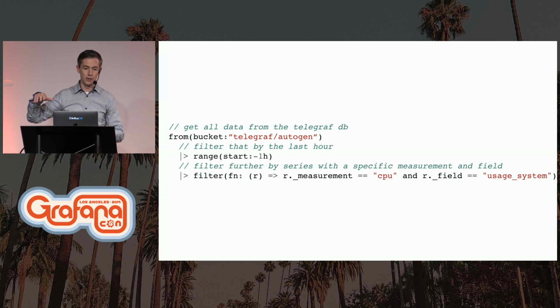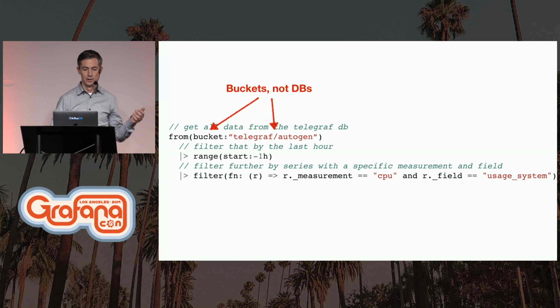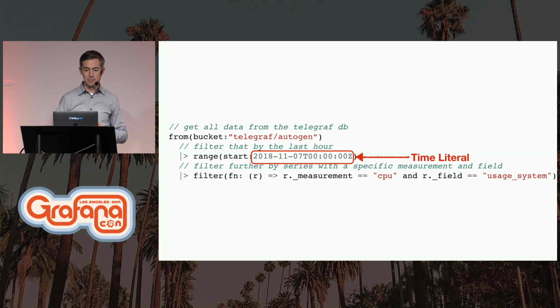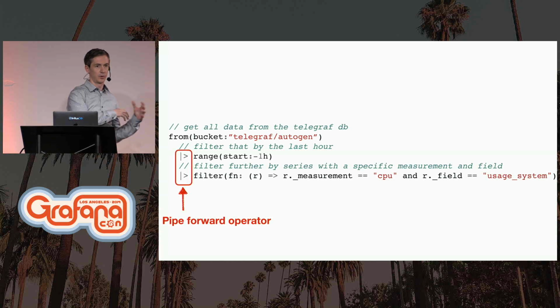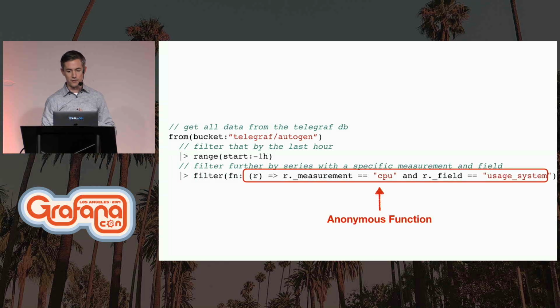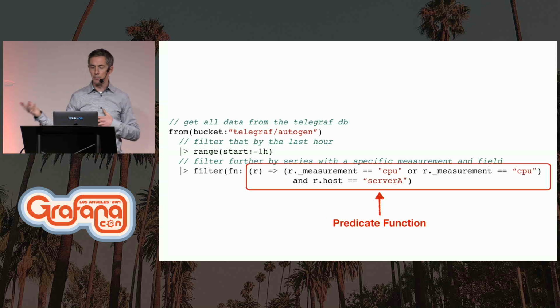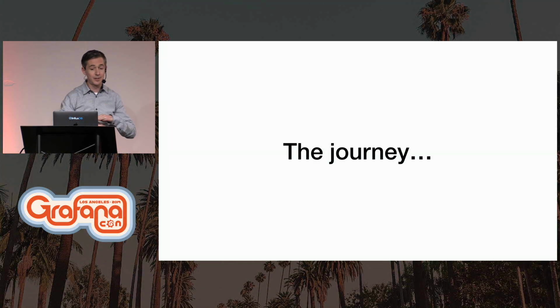We're getting the data from the telegraph bucket for the last hour, for the CPU measurement, and the usage system field. You can see we have comments, we have named arguments, we have string literals. We're calling things buckets, not databases. We have duration literals, time literals. We have this funky pipe forward operator, which basically pipes the results from the last function that was called into the next function after it. We have anonymous functions. And this here is actually a predicate function that specifies basically matchers for looking up time series in Influx. All right, that's the basic intro.